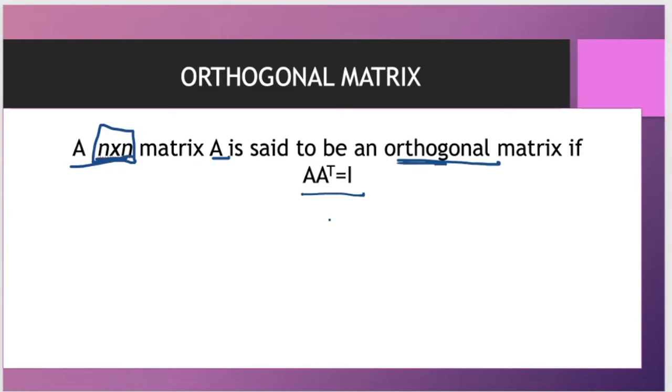Now, remember, A with a capital T is the transpose of A. I is the identity matrix. And just remember, in particular, an orthogonal matrix is always invertible. And we say A inverse is equal to A transpose.